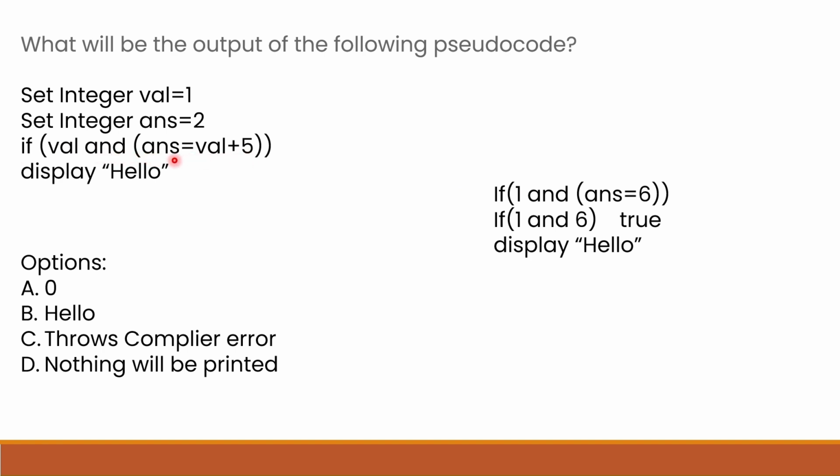And here we have an operation to perform. Answer is equal to val plus 5, so we have to assign the value of val plus 5 to answer. Val's value is 1, and 1 plus 5 is 6. So answer is assigned the value 6. Now if you see the if condition, 1 and 6. Both 1 and 6 are non-zero integers, so the if condition is satisfied, the display function will be executed, and hello will be displayed on the console. So the answer is option B. Hope you understood this question. Let's go to the next question.